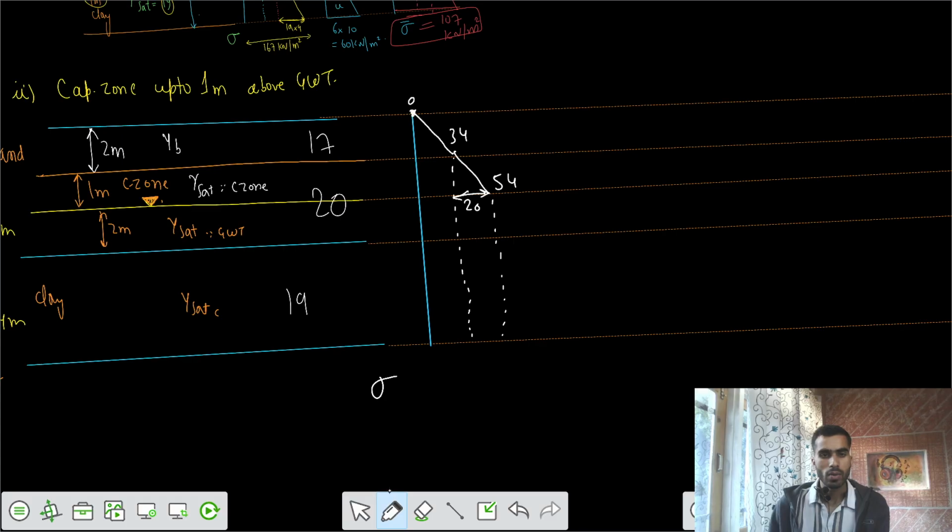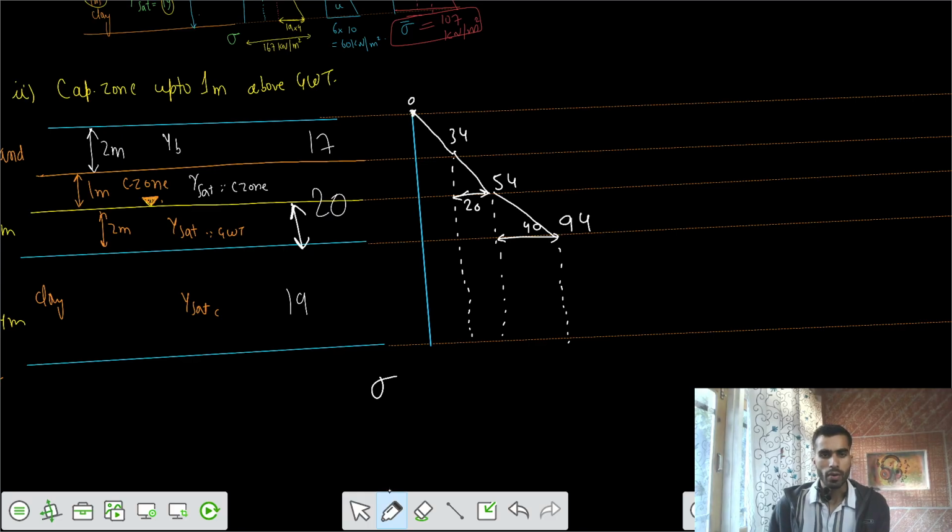After that, 54 is constant now. After that, we have gamma sat of 20 into 2. So 20 into 2, that's 40. So we have an increase of 40, and the final value would be 94. So 94 kilonewton per meter square becomes a surcharge for the clay below that section.